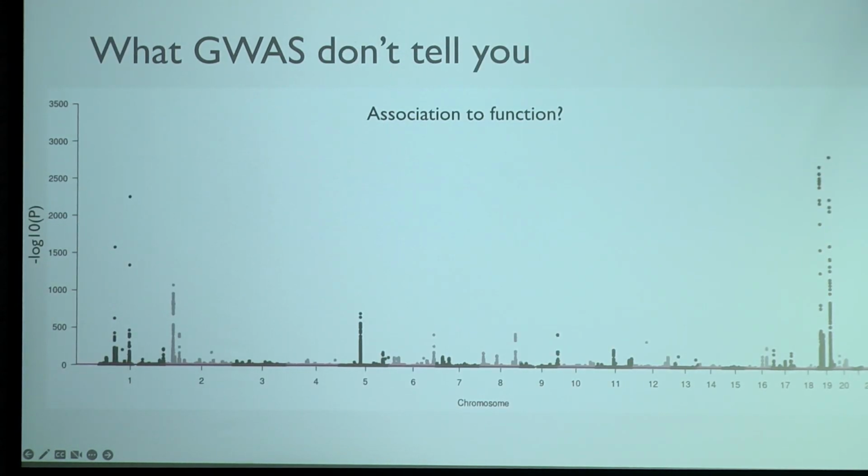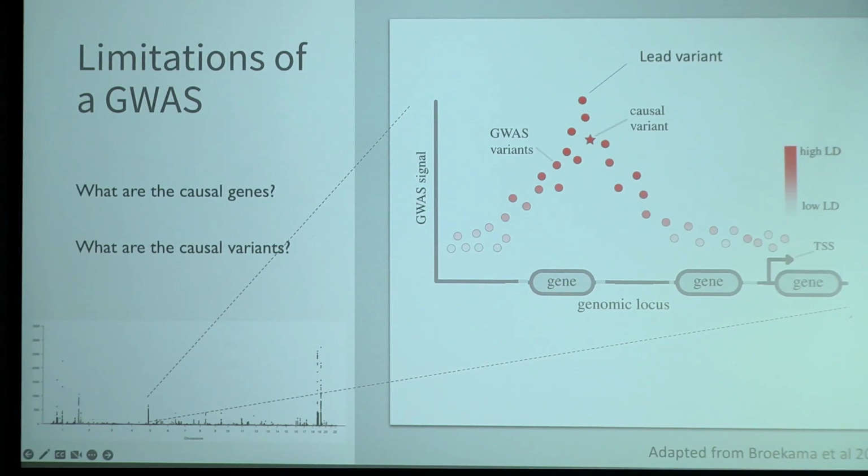What it doesn't tell us is, so what? What do we do once we have these thousands of signals associated with lipids? That was the kind of question that I was interested in asking. The reason a GWAS doesn't tell us that biological information is because of the nature of genetic information.